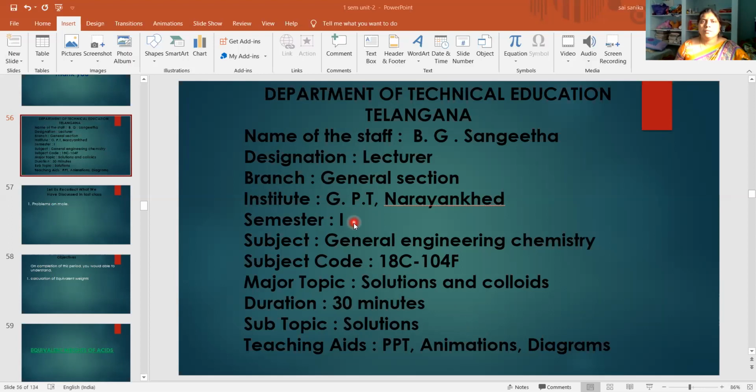Semester 1, working in GPT Narkhed. Semester 1, subject General Engineering Chemistry, subject code 18C104F. Our major topic is solutions and colloids, and the subtopic is solutions.